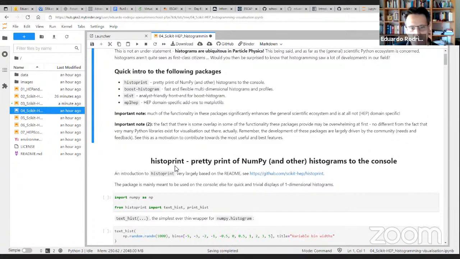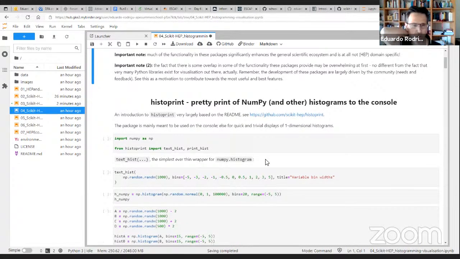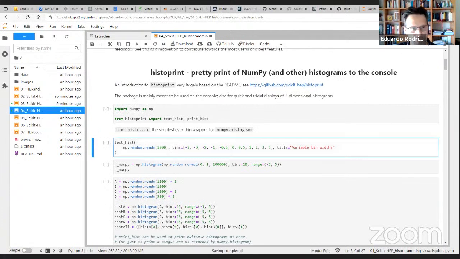Histoprint, which is a tiny package for pretty printing of NumPy and other histograms to the console. So this is something that you can run on the command line. It only has two methods actually: text hist and print hist. So text hist, we could say, is the simplest ever wrapper to the NumPy histogram. Admittedly, it is also important to realize that a NumPy histogram is not quite suitable for particle physics because histograms are so heavily used, so we really have to make them a first-class object, unlike maybe some other fields. And that's why you see all these packages that have evolved over time to play with histograms. It's so important.